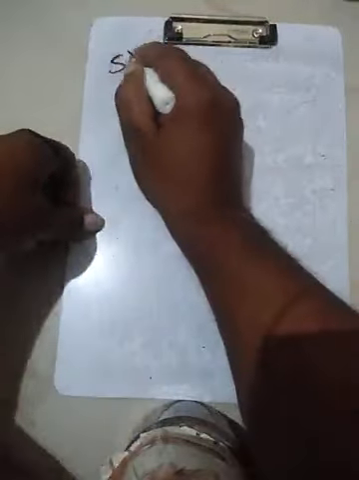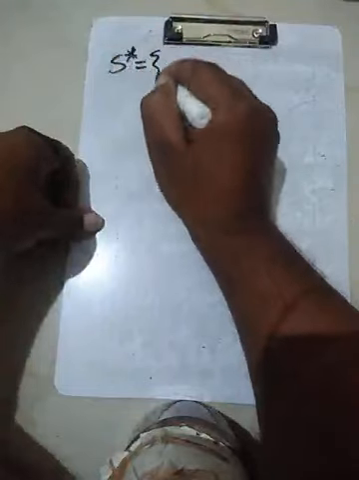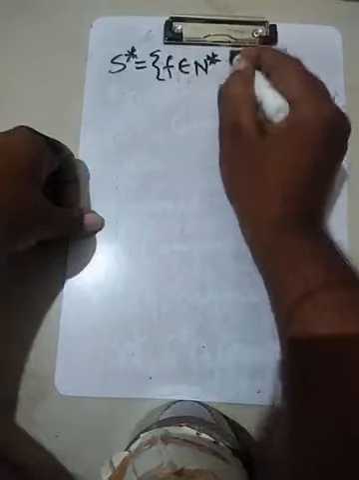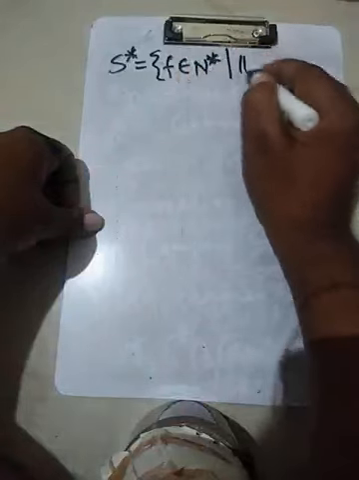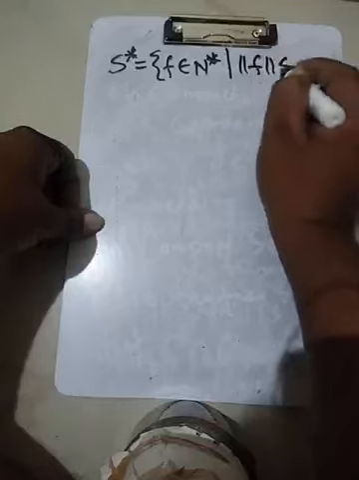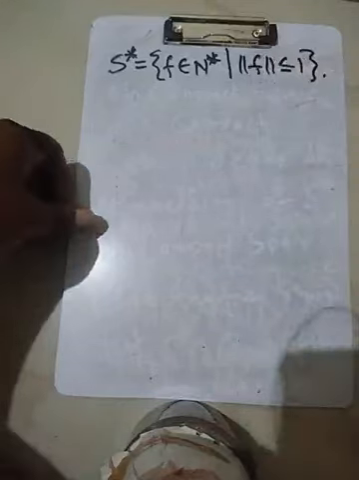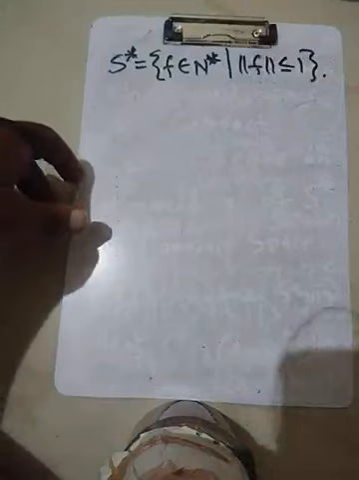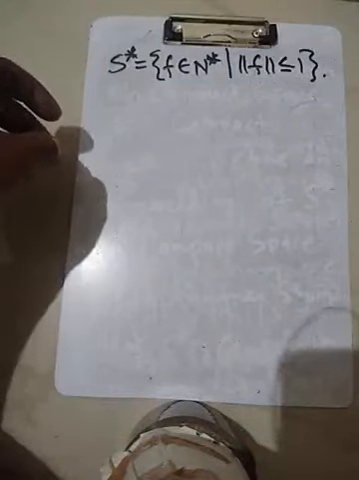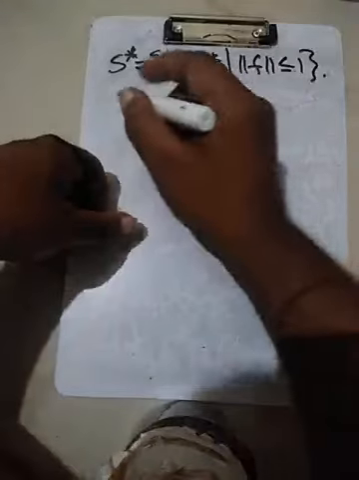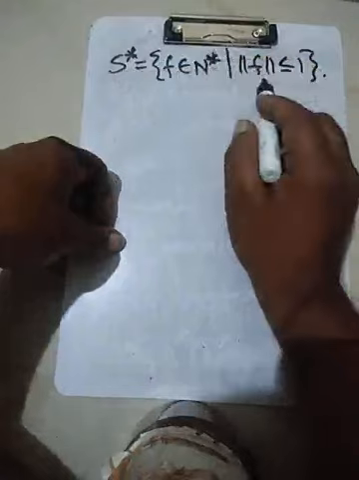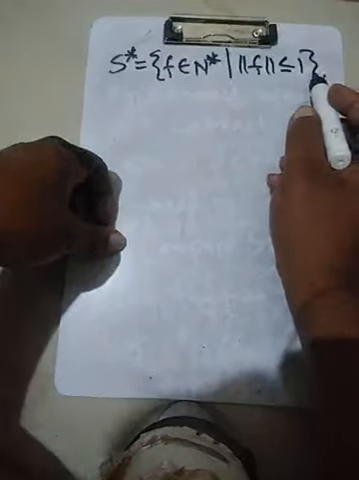So S star, by definition, is the collection of all those f belonging to N star such that norm of f is less than or equal to 1. So what do we get? S star is the collection of all those f in N star such that norm of f is less than or equal to 1.